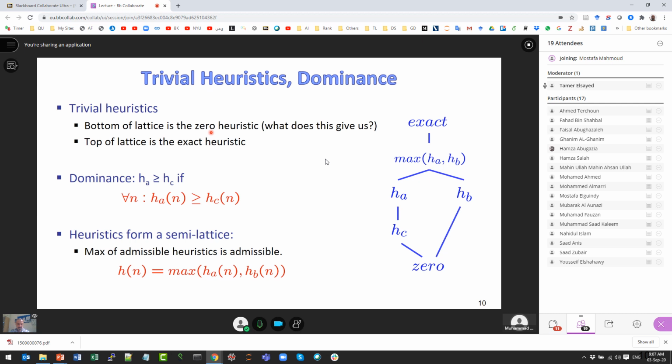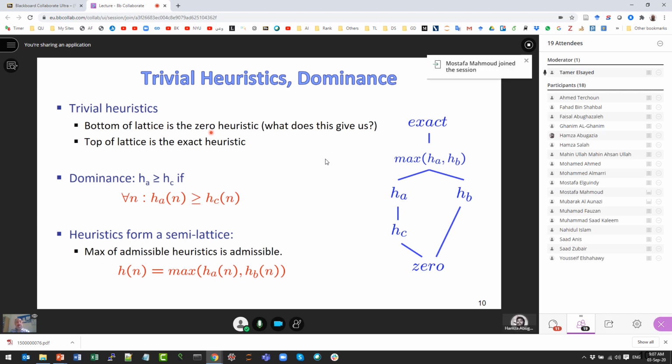Hamza? Yes, it will be exactly uniform cost search, because uniform cost search only considers the backward cost. So it will still be optimal. Remember that we said uniform cost search is optimal, but the problem is that we didn't use anything about the goal, and it will be very slow. So we can say that uniform cost search is a special case of A* when the heuristic is zero. And that's the extreme opposite of using the exact cost.